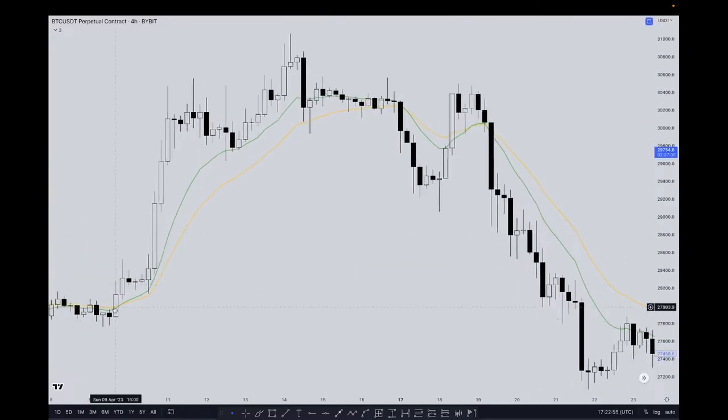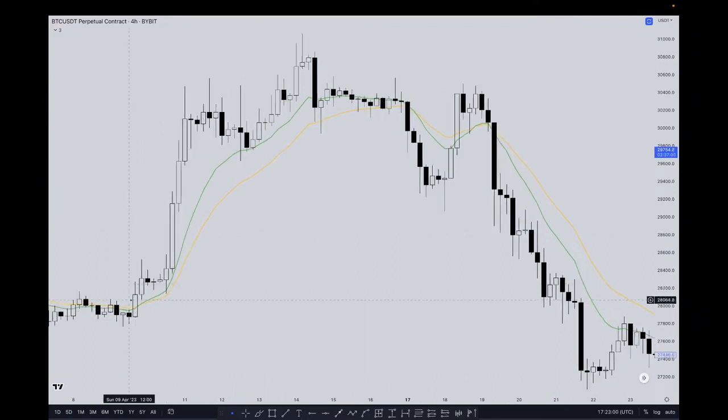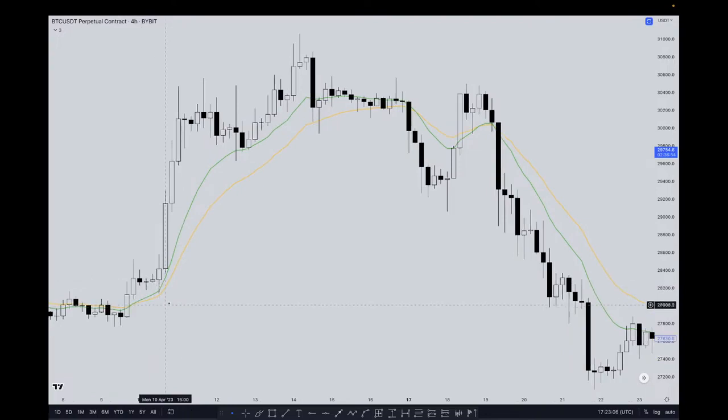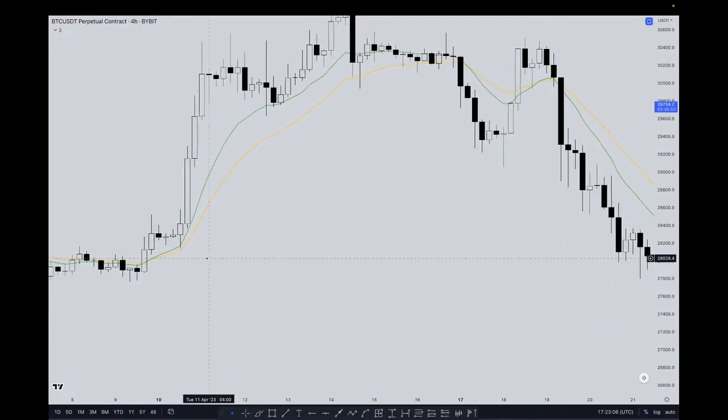So there's an obvious one here. So we got a strong 4-hour candle. We then traded above that candle for a little bit, and then we got a really strong move up. Where would you have caught that move if you had watched the 12 and 21 bands?